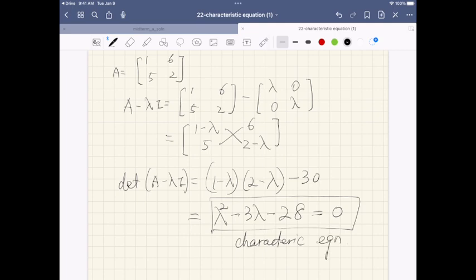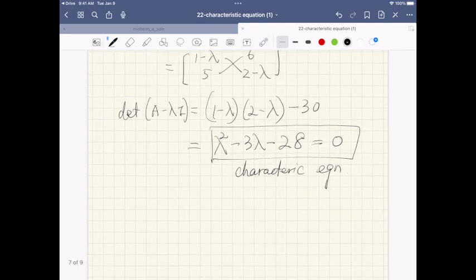So this characteristic equation is nothing but a polynomial equation of second order. In other words, this is a quadratic function, or you can say this is a quadratic equation. For a quadratic equation, we can usually do factorization if possible. And from here, we should find lambda 1.